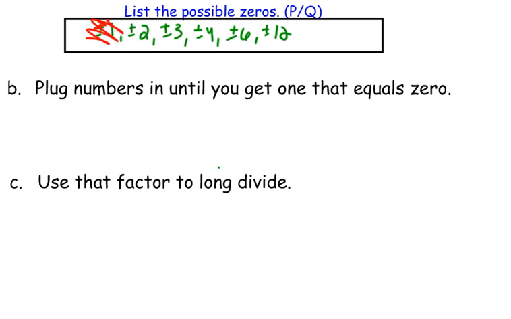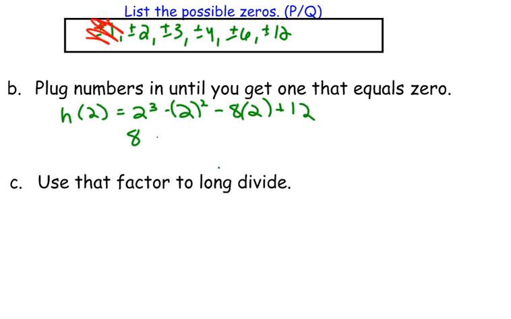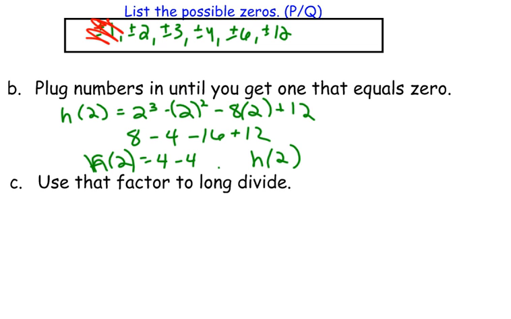So then I move to 2. H of 2. I would have 2 cubed minus 2 squared minus 8 times 2 plus 12. So 8 minus 4 minus 16 plus 12. This would be 4 minus 4. Woo! Winner. So h of 2 equals 0. I found my 0. So one of my zeros for sure is x equals 2, which makes the factor x minus 2. So I'm going to use that to do my long division and get my depressed equation.